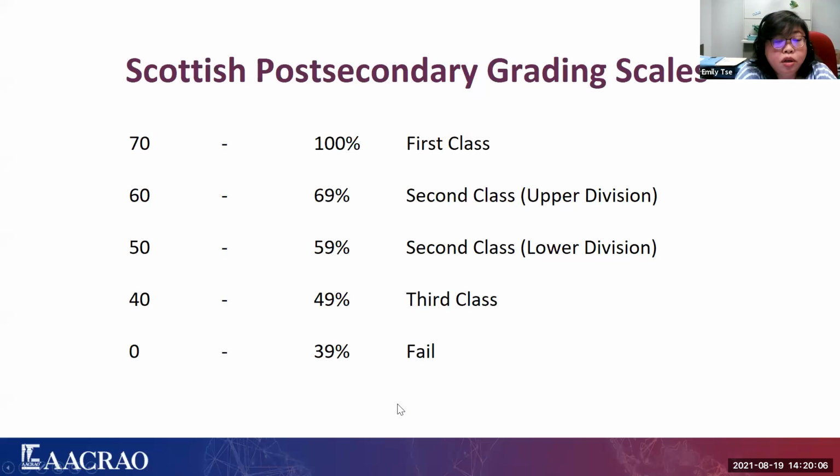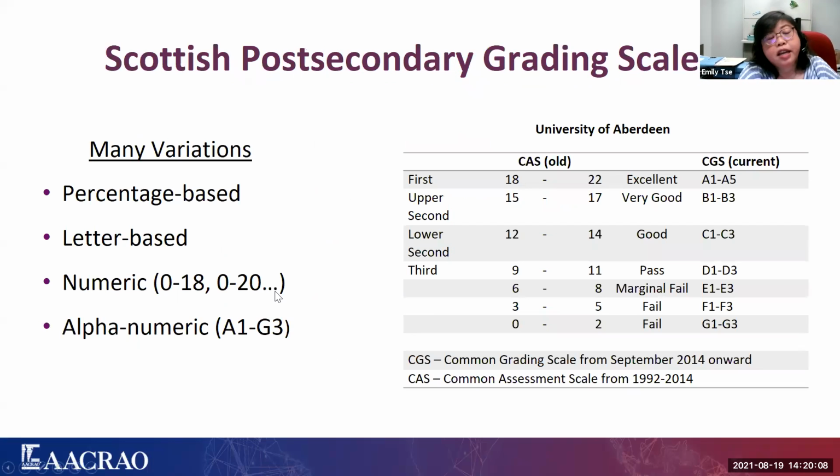What we also noted, and when people took it away, was that there is no standardized centralized grading scale for Scotland, for the higher educational institutions. You will see quite the gamut and variety, so it's really important to refer to the university transcript and the university website for the information. Sometimes you'll see them to be percentage-based, as I showed in the earlier slide, or it can be letter-based, A, B, C, D. It could be number based. For example, it could be out of 20, out of 18, out of 22. And it can also be alphanumeric, A1 through G3, for example.